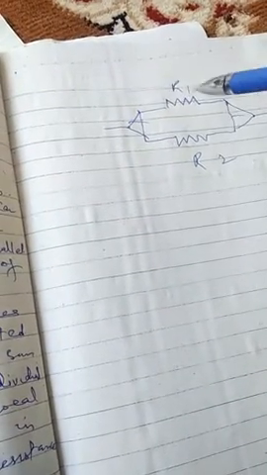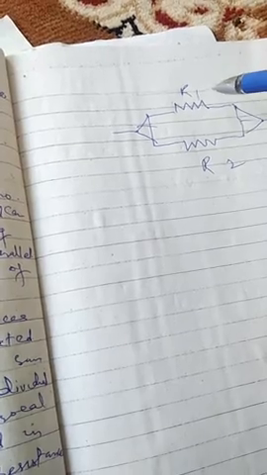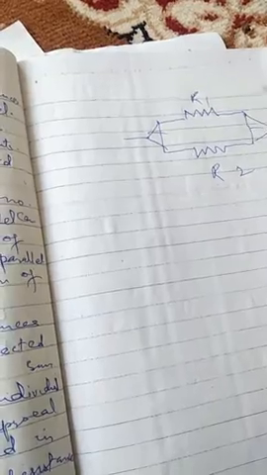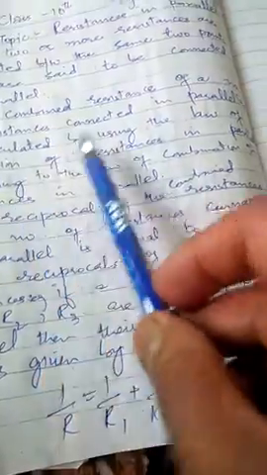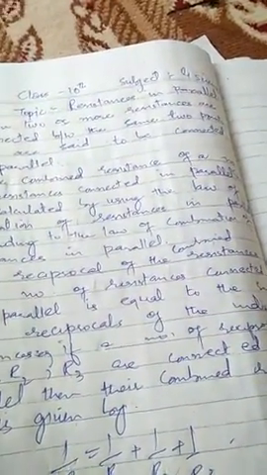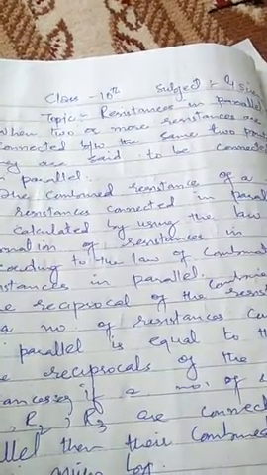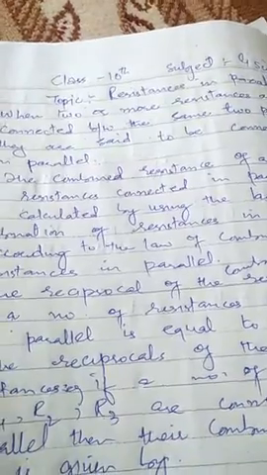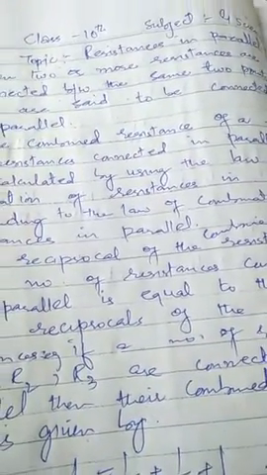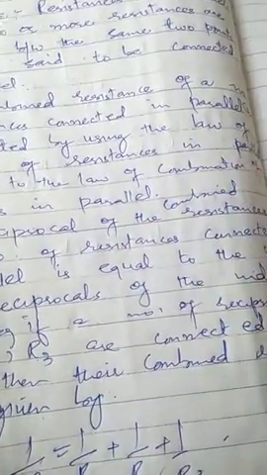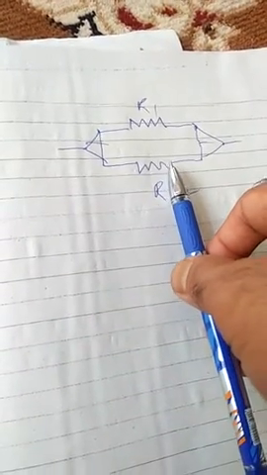The total resistance or combined resistance of a number of resistances connected in parallel can be calculated by using the law of combination of resistances in parallel. If we want to decrease the total resistance of the circuit, then the individual resistances are connected in parallel combination.